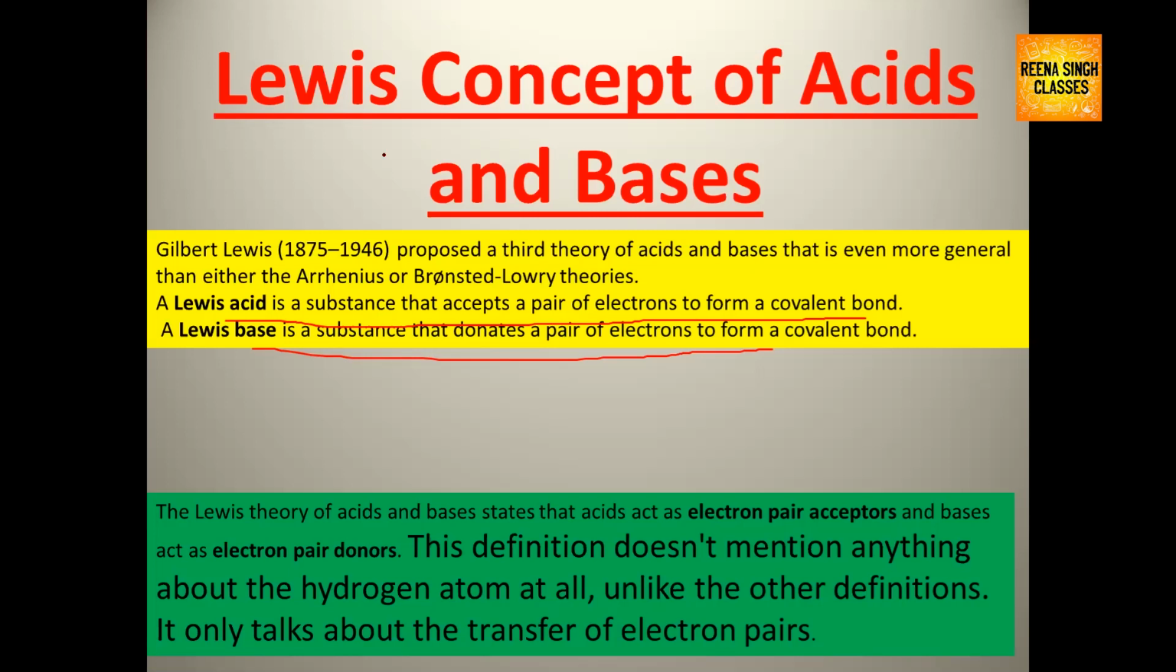This Lewis concept of acids and bases was proposed by Gilbert Lewis. Lewis theory does not mention anything about the hydrogen atom at all. It only talks about the transfer of electron pairs. So you have to remember that according to the Lewis concept, a Lewis acid is an electron acceptor and a Lewis base is an electron donor. Accepting means taking, donation means giving.